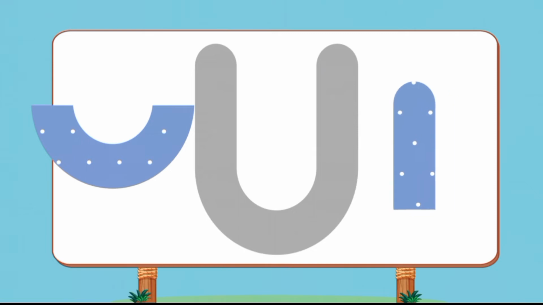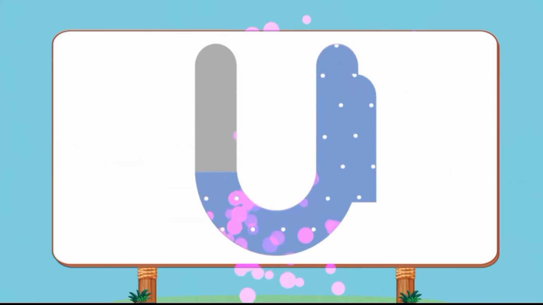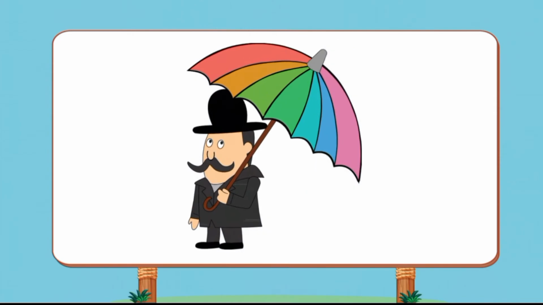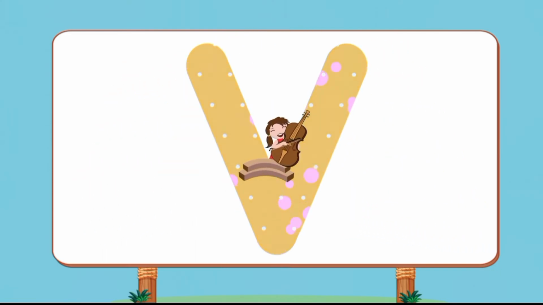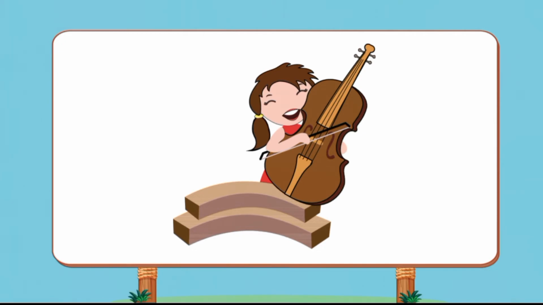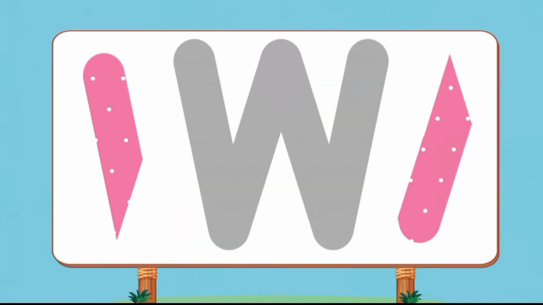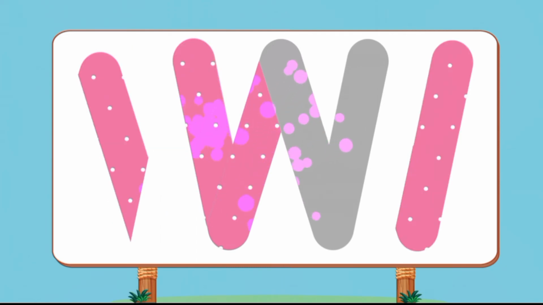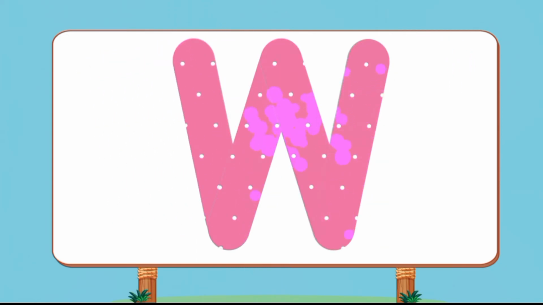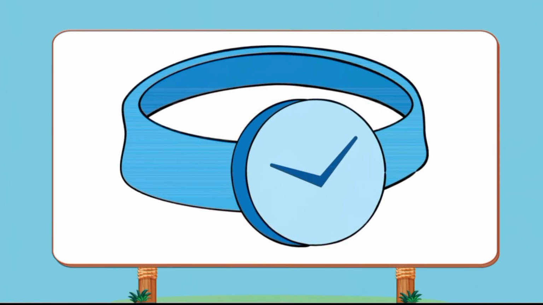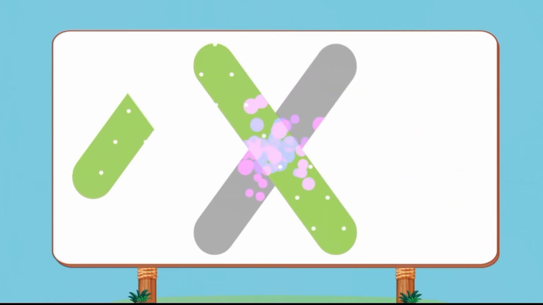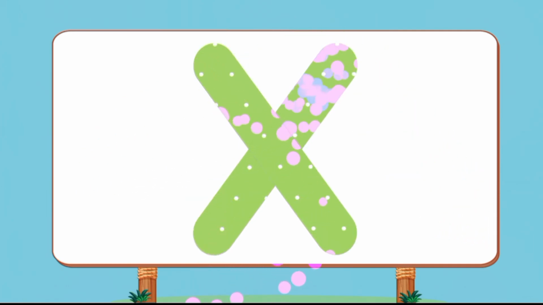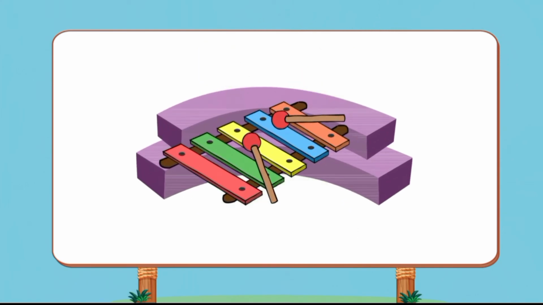Match the picture to their shadows. U. U. Umbrella. Match the picture to their shadows. V. V. Violin. Match the picture to the shadows. W. W. Watch. Match the picture to the shadows. X. X. Xylophone.